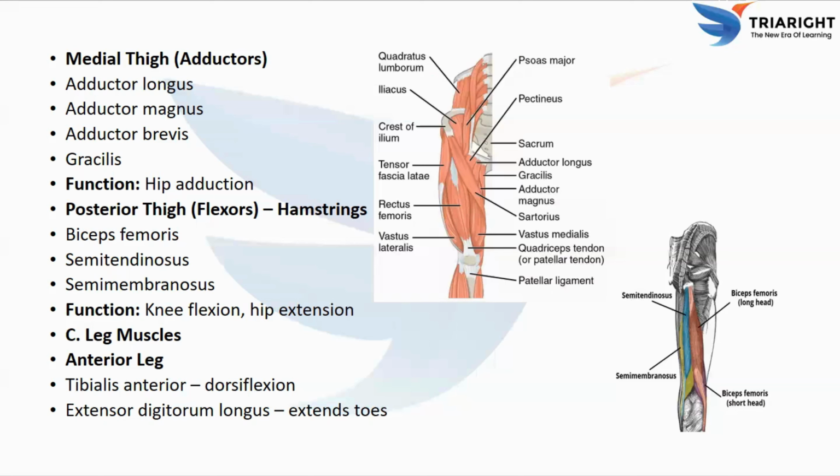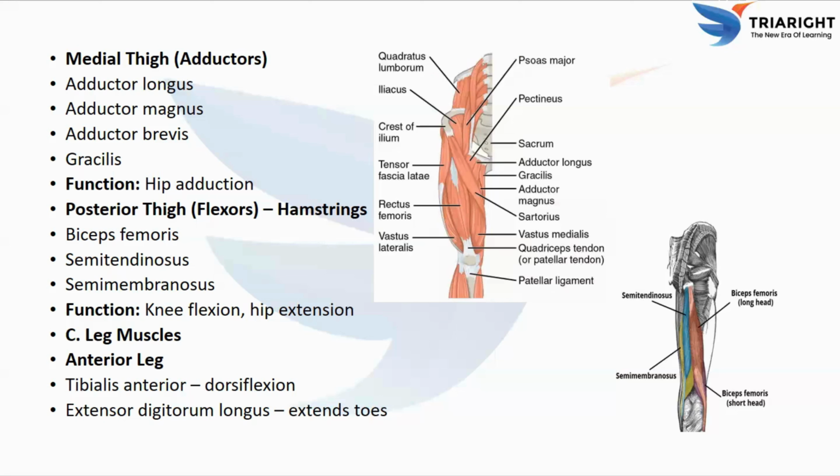So then what are the leg muscles? Coming to the leg muscles, the anterior compartment. These muscles act mainly on the ankle and toes. So what is the first muscle? Tibialis anterior. This is located on the front of the shin. So what is the main function? It's dorsiflexion, nothing but lifting the foot upward. It also helps to invert the foot.